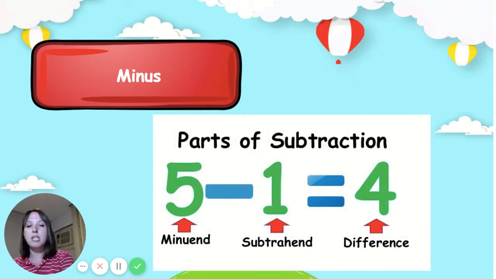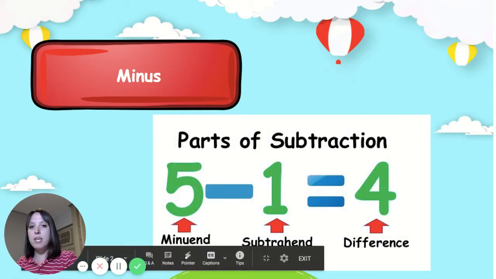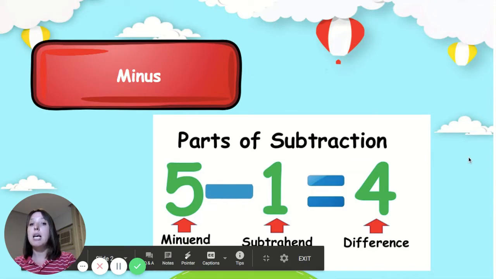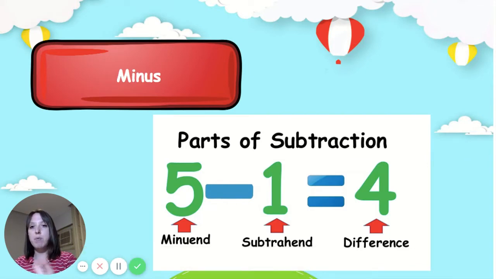Subtraction sentence, yes? The number 5 here represents the biggest number, the number that we had at the beginning, and the number from which we take away. So we call it minuend, yes? The biggest part, minuend. Alright, number 1 here represents a subtrahend. Subtrahend, it's the number which we actually take away, yes?